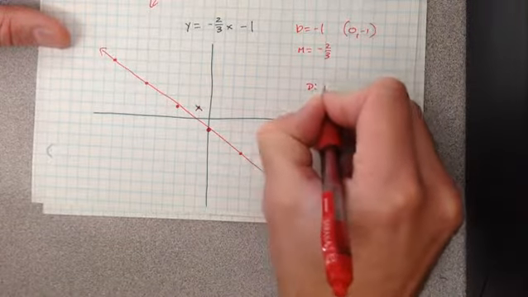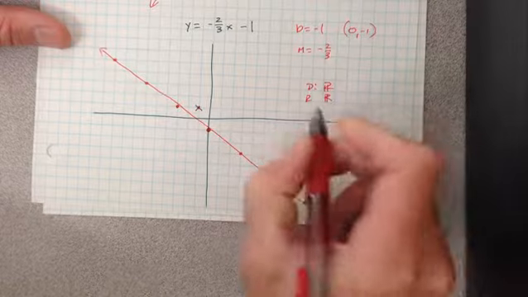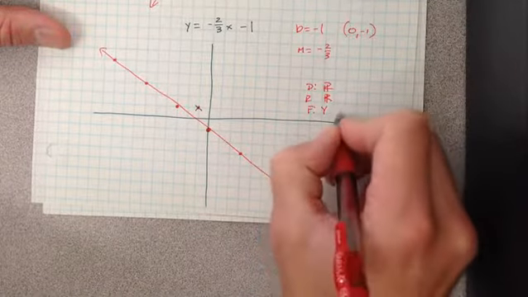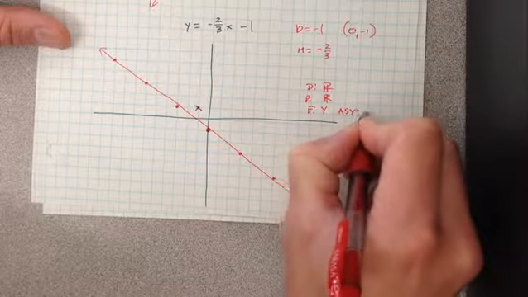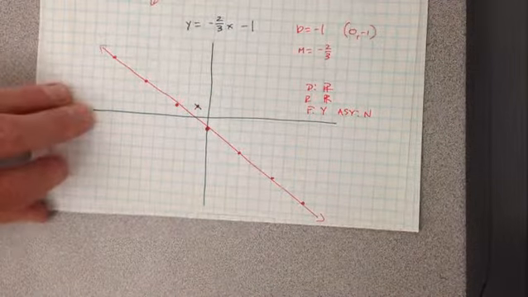Domain, all real numbers. Range, all real numbers. Function, yes. Asymptotes, no. Okay, we will take a look at 2 more of these. Then you can be finished for the day. And say, look, I've done some great parent graphs with lines. Now I know all there is to know.